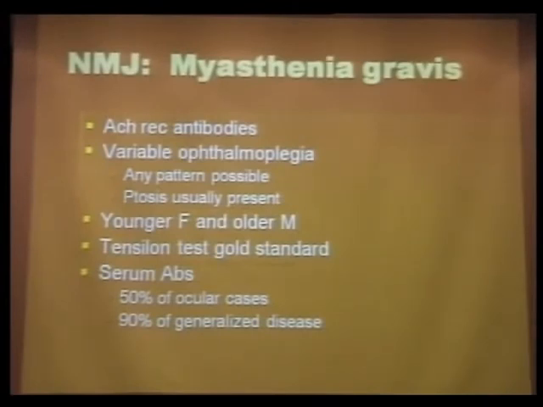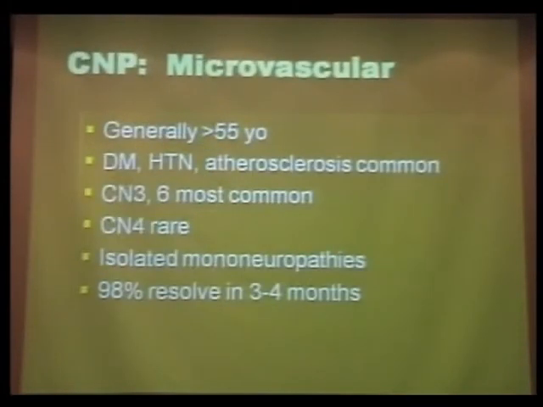In adults, the distribution curve is bimodal with younger females and older males. In children, there is no sex predilection. A Tensilon or intravenous edrophonium test is the gold standard for diagnosis, but you can do serum antibody receptor titers, only present half the time in purely ocular disease, but very common in generalized disease.